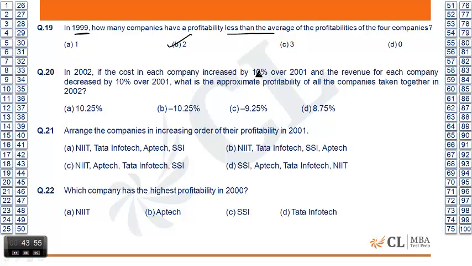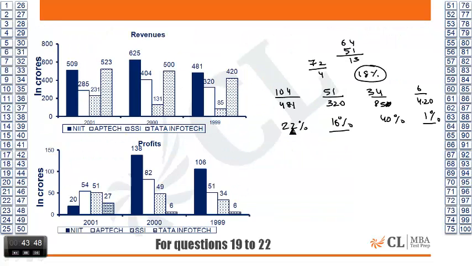If the cost in the company is increased by... arrange the companies in increasing order of profitability in 2001. Now I'll be careful, we need values. NIIT is 20 divided by 509. Aptech is 54 divided by 285. SSI is 51 divided by 231. And Tata Infotech is 27 divided by 523.